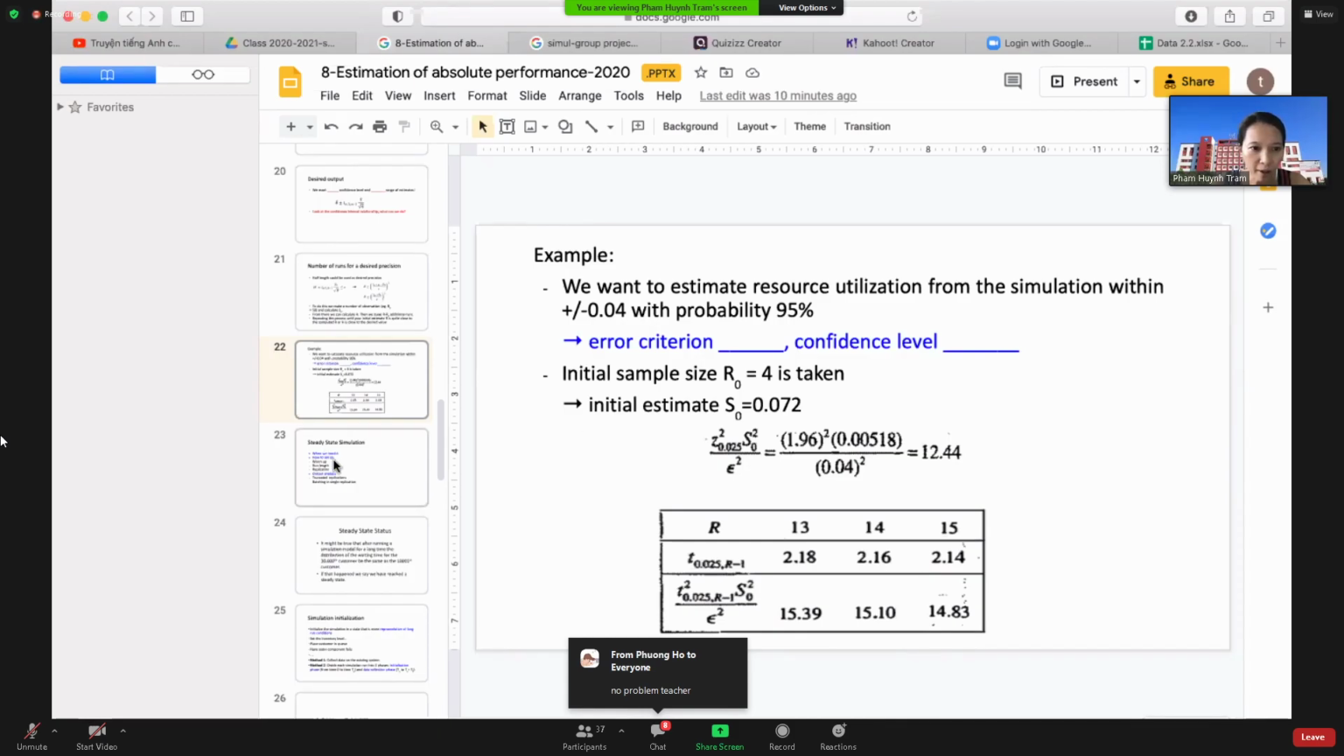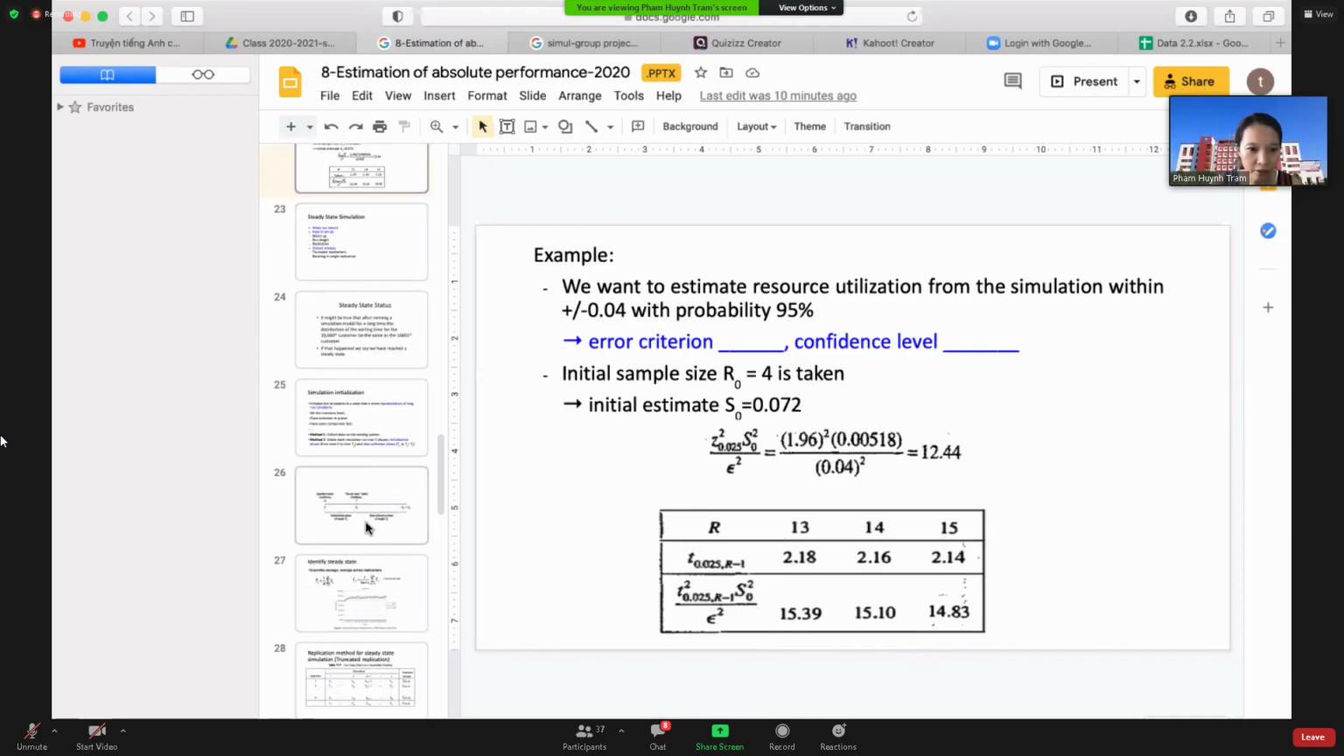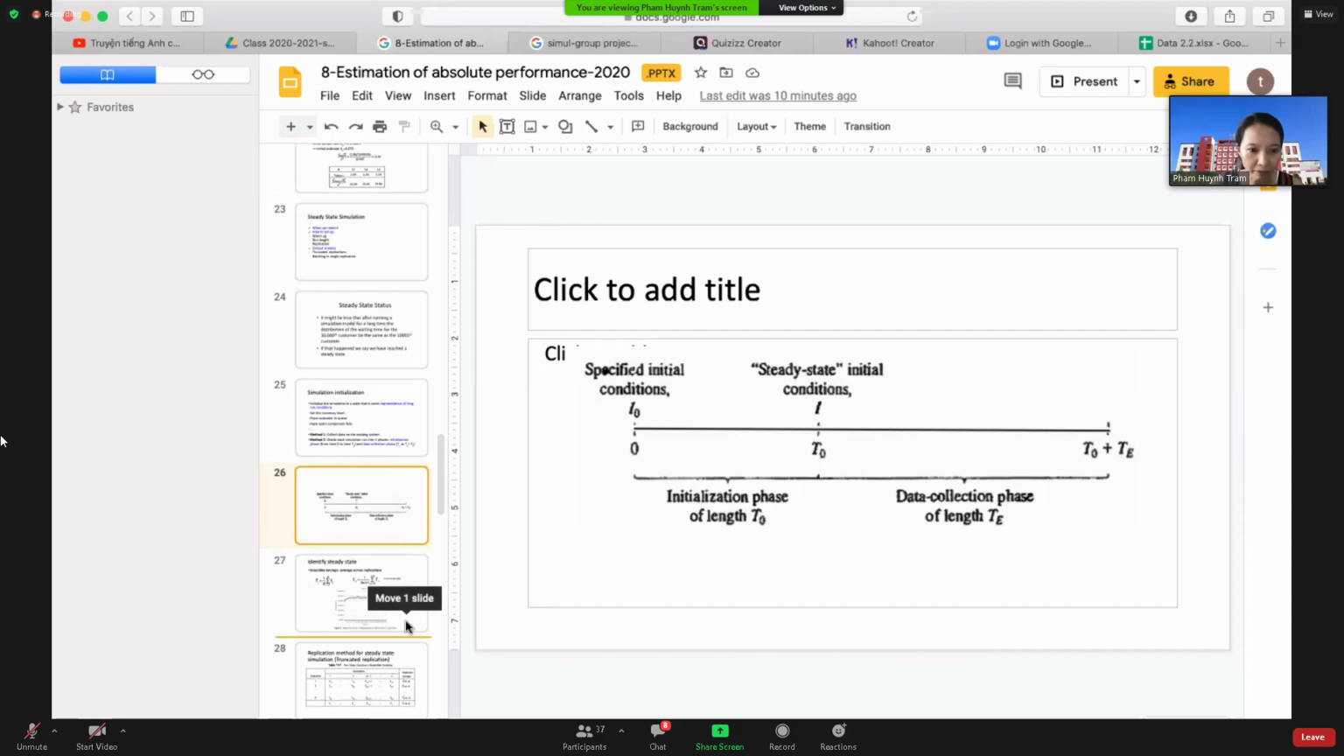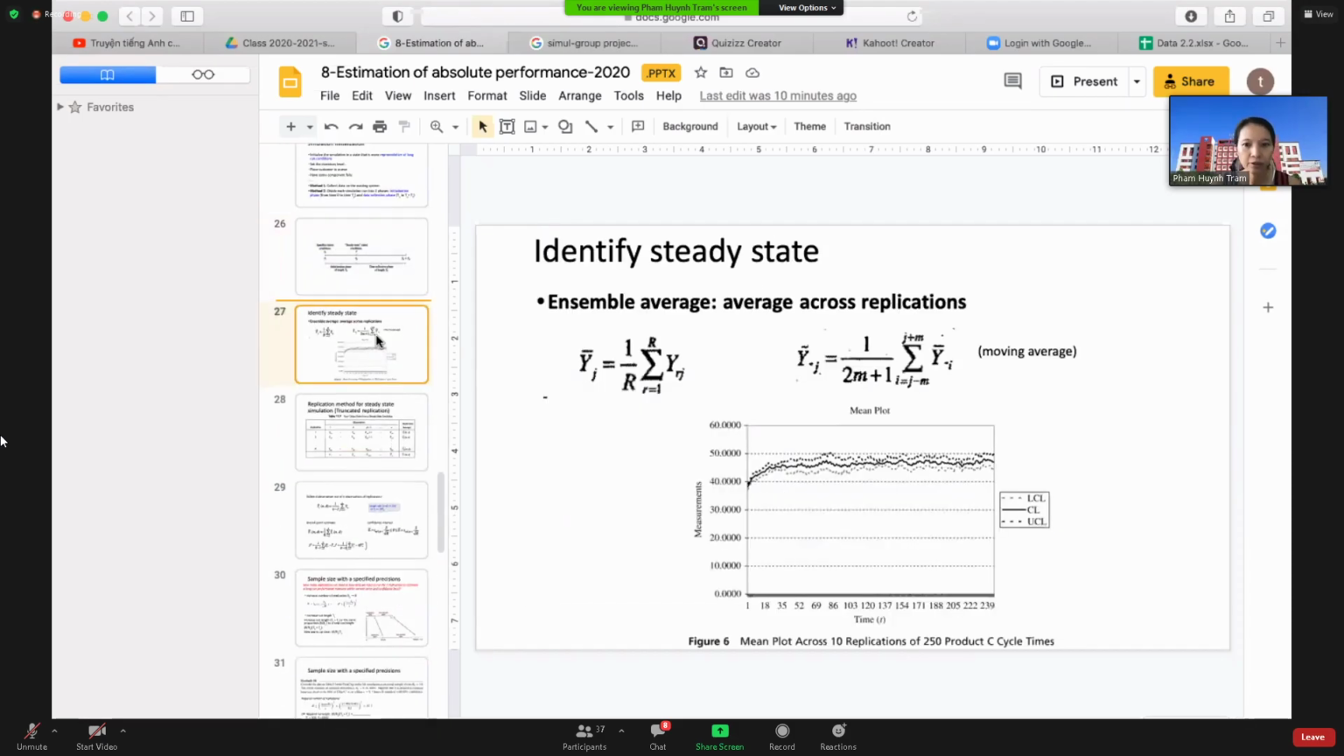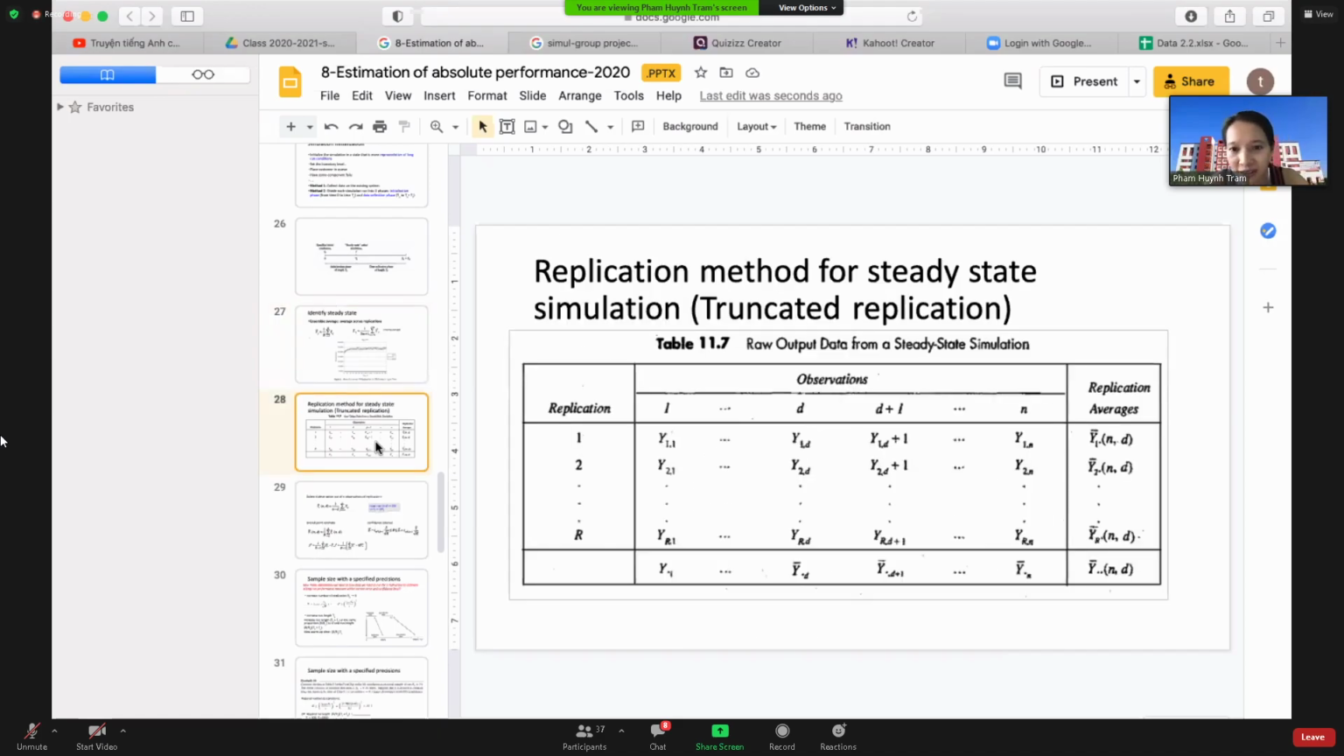All right, now we go back to our steady state simulation with the warm-up period. After we identify our warm-up period, how is the output analysis? Basically it would be the same as the terminating simulation after we remove all the data from the warm-up period. We call this method truncated replication.